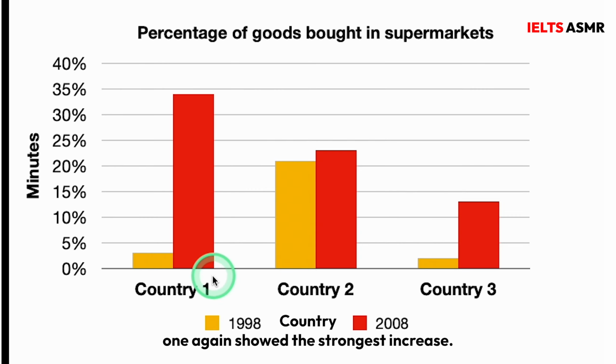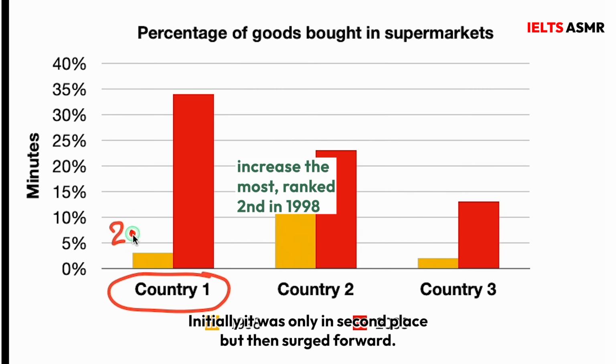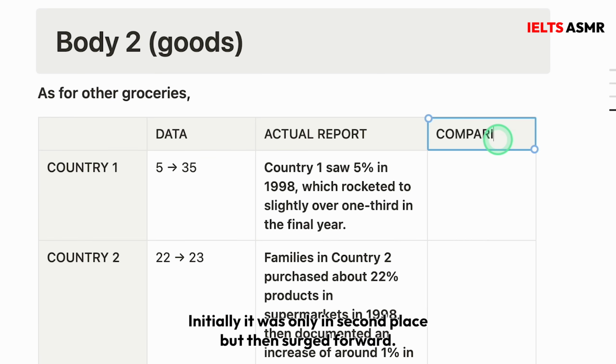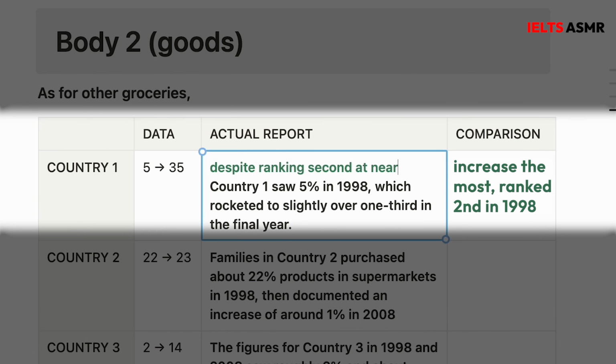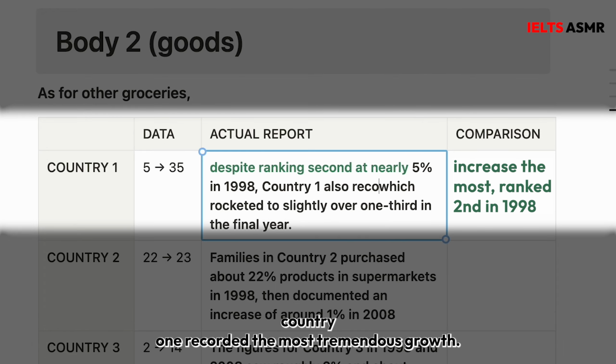Country 1 again showed the strongest increase. Initially, it was only in second place, but then surged forward, so I'll tweak the beginning a bit to say, even though it was only ranked second, Country 1 recorded the most tremendous growth.